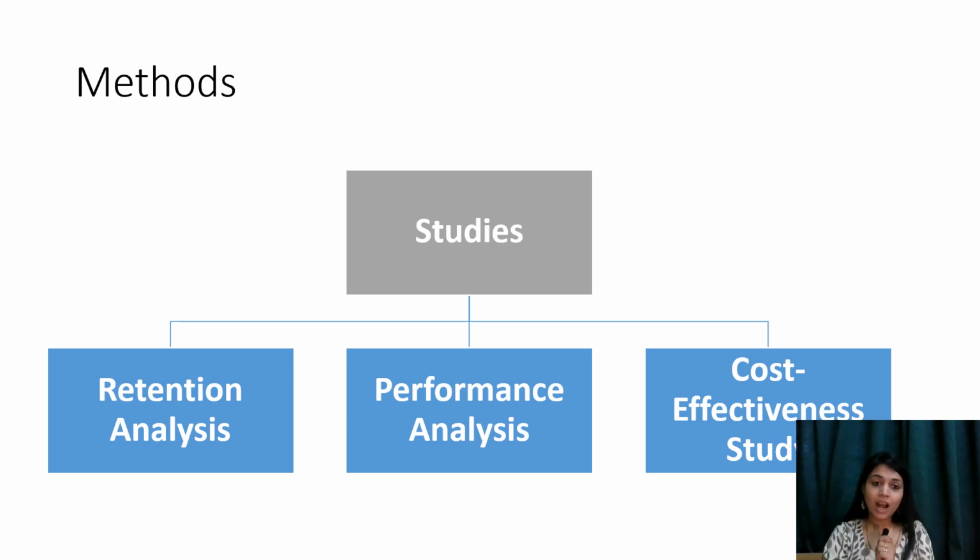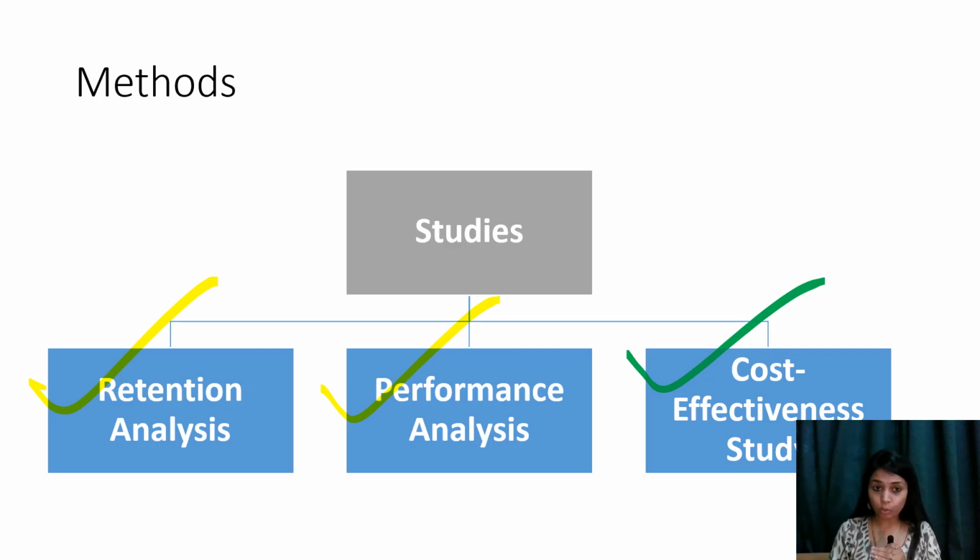What are the methods? How can the studies be conducted? Basically, there are three methods which we are going to discuss. Number one, retention analysis. Number two, performance analysis. And number three, cost effectiveness study. Retention analysis compares the turnover rates of hires from each source. Performance analysis tracks the performance ratings of hires from each channel. The cost effectiveness study compares the cost per successful hire from various sources.